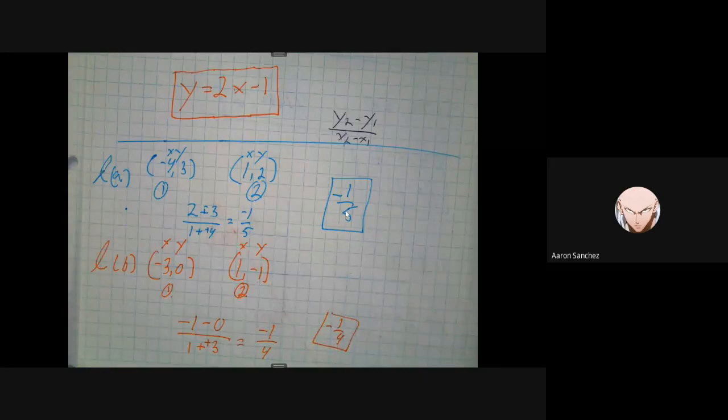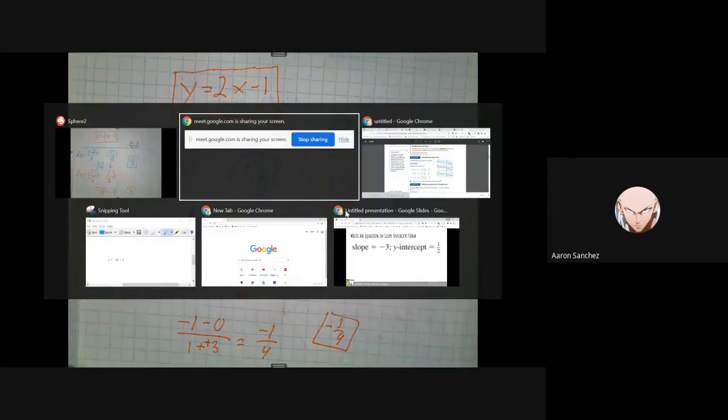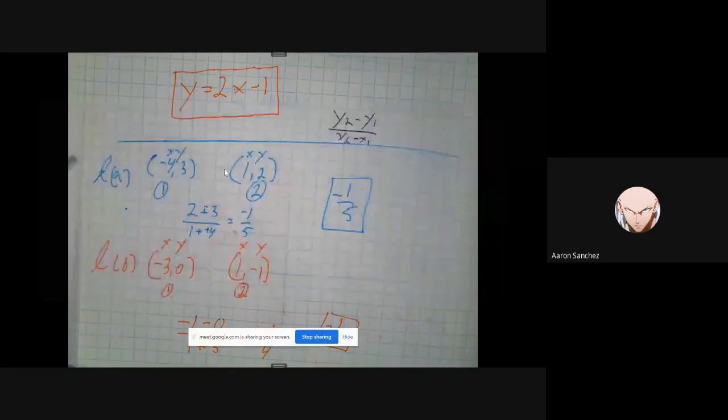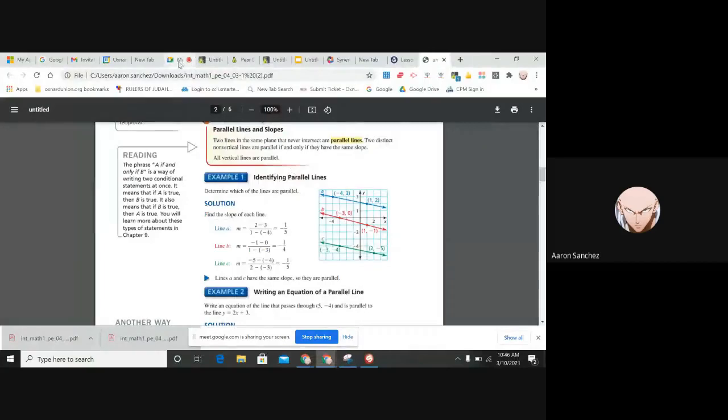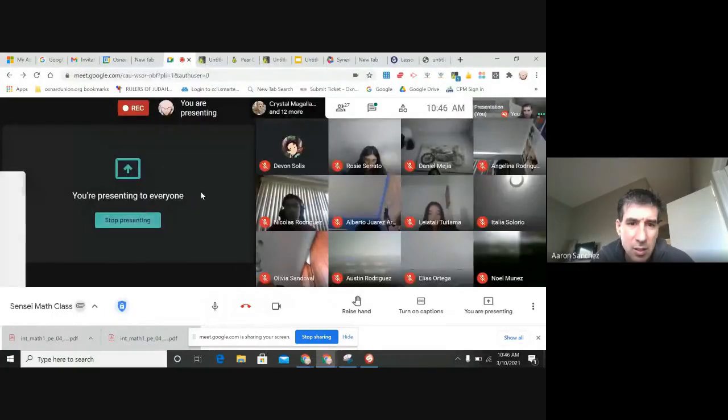So how many of you got negative 1/5 and negative 1/4 for those? Hang on, let me look at you guys, because you got to make sure you know how to get these. Hang on, I'm totally lost here. Where are you guys? How many of you got negative 1/5 and negative 1/4? Raise your hand. Okay. So those are neither parallel nor perpendicular.